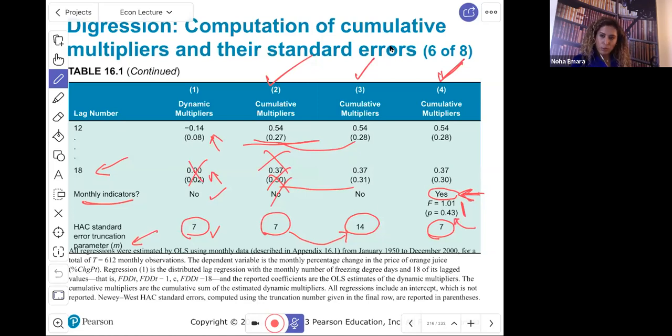There is a 43% probability that the dummies are equal to zero. In other words, you don't need monthly dummies. The monthly dummies are statistically insignificant. So if someone asks you, do you think you have omitted variable bias from not including monthly dummies? Your answer would be no, because I've done the test. I have included the monthly dummies, and there is a 43% probability that these monthly dummies are equal to zero.